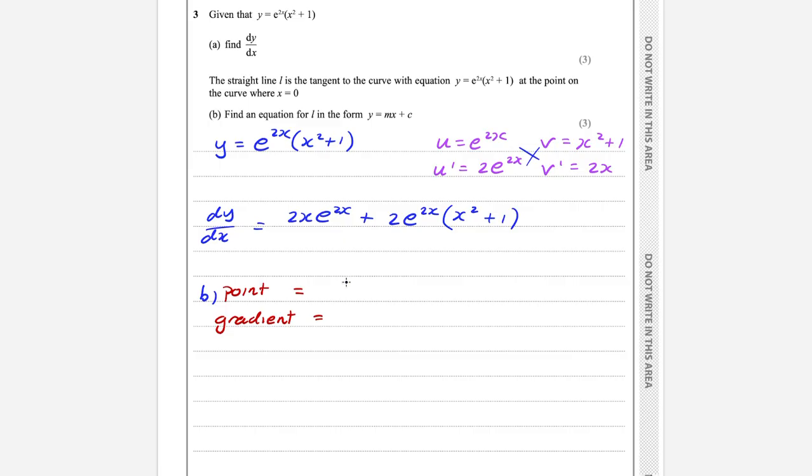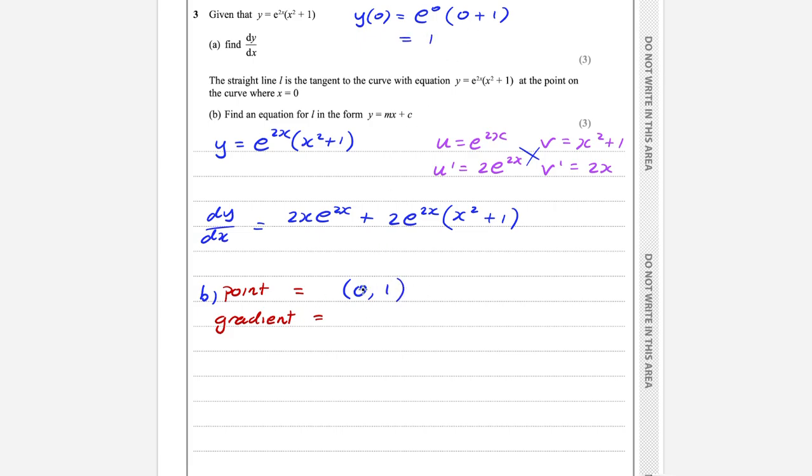Well, the point is when x is 0, and then we sub that 0 into y here. So what is y? I'll call it y of 0. Well, it's e to the 0 times 0 plus 1. That's 1 times 1, which is 1. So it's just 1. So the point is 1.